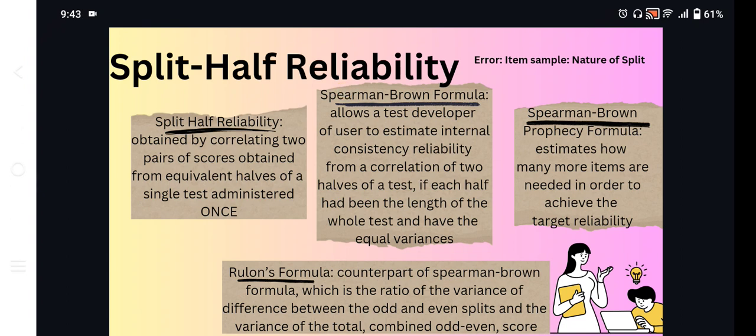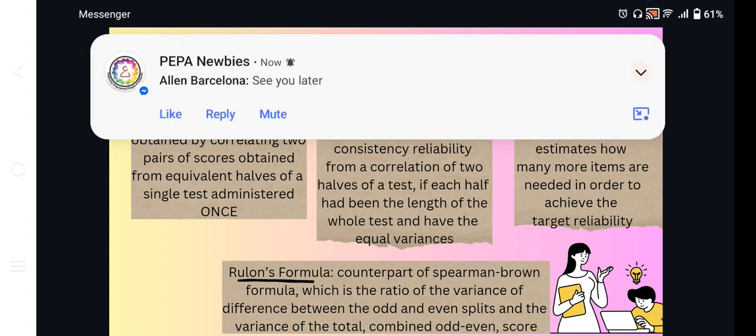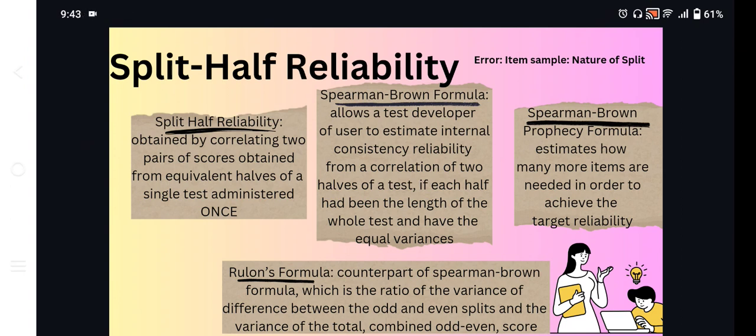Used to correct for half length. The Spearman-Brown formula is used to correct for half length because it allows you to estimate what the correlation between the two halves would have been if each half had been the length of the whole test. Okay?